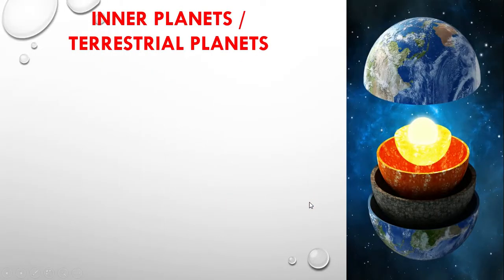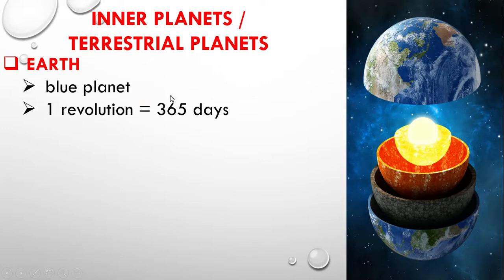Okay? And then the third inner planet is our planet, the planet Earth. It is a blue planet. The revolution of our planet is 365 days. It has a tilted axis, tilted by 23.5 degrees. By the way, the tilted axis of Earth is what causes seasons in our planet. Right? We have 4 seasons: winter, summer, fall or autumn. Again, the reason we have seasons on Earth is because of the tilted axis of Earth, tilted by 23.5 degrees.